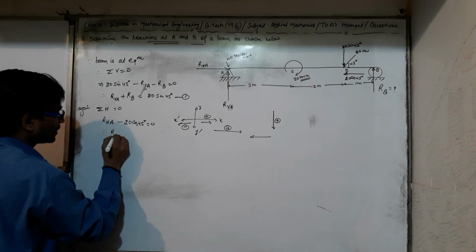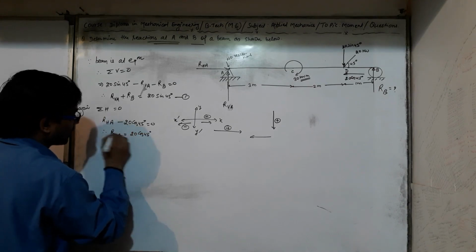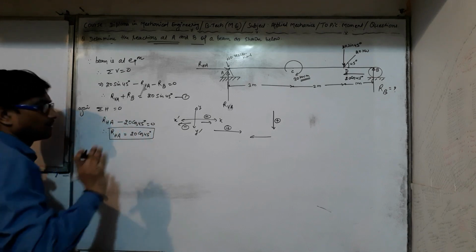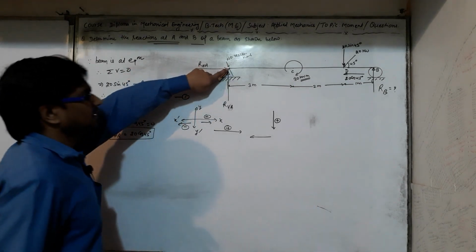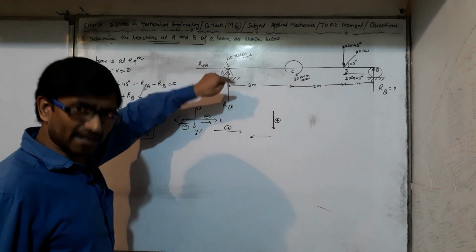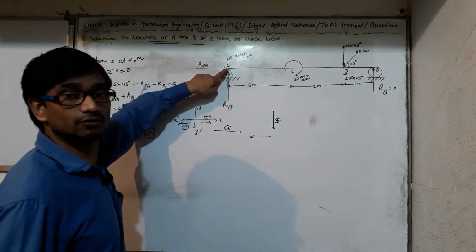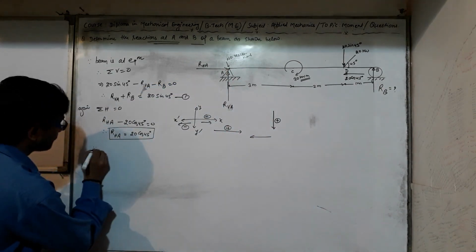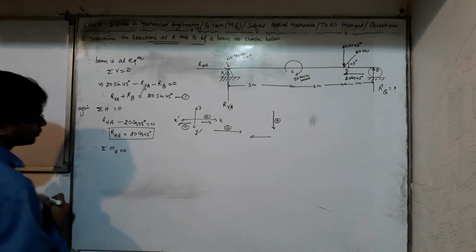So R horizontal at point A is equal to 20 cos 45 degrees. Now one value we have evaluated. Now see here there is no reaction moment. So we can say summation of all moments is equal to 0. So we can say summation of all moments at point A is equal to 0.